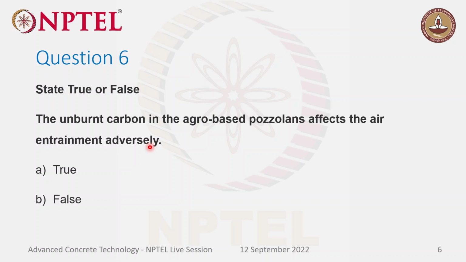Is it true? If we have more unburnt carbon in the system, it will affect the air entrainment efficiency. Is it true? Please give your answers. We'll see the explanation after a minute. I request everyone to give your answer in polls.